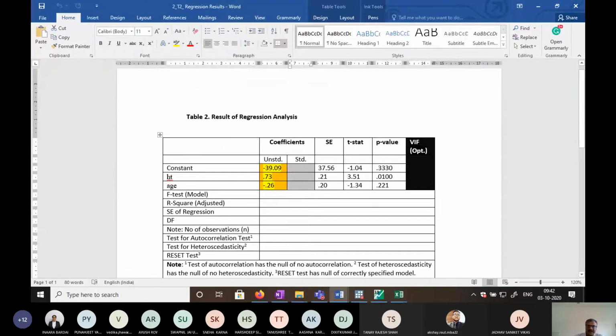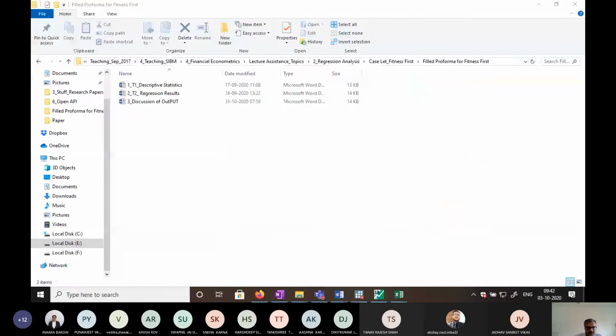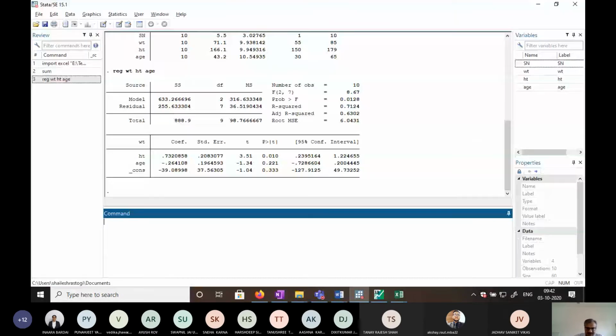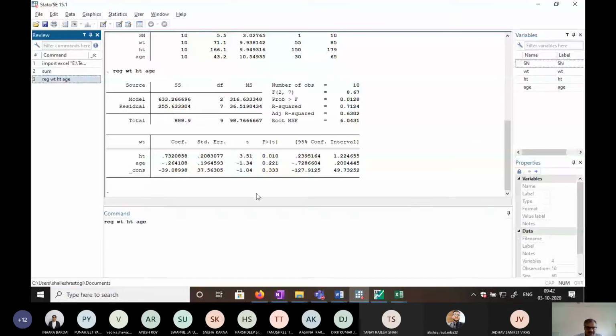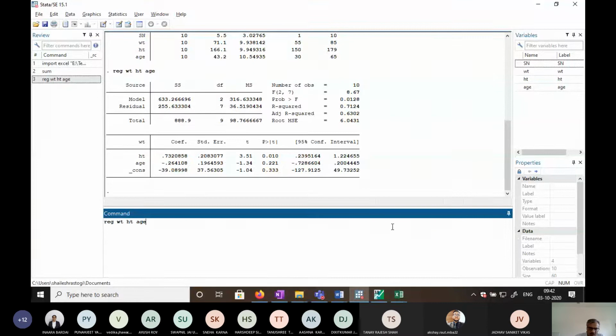I'll show you how we practically do. First of all, I'll show it on this Stata. Everything will remain the same. We have to just put one comma and we'll write beta.